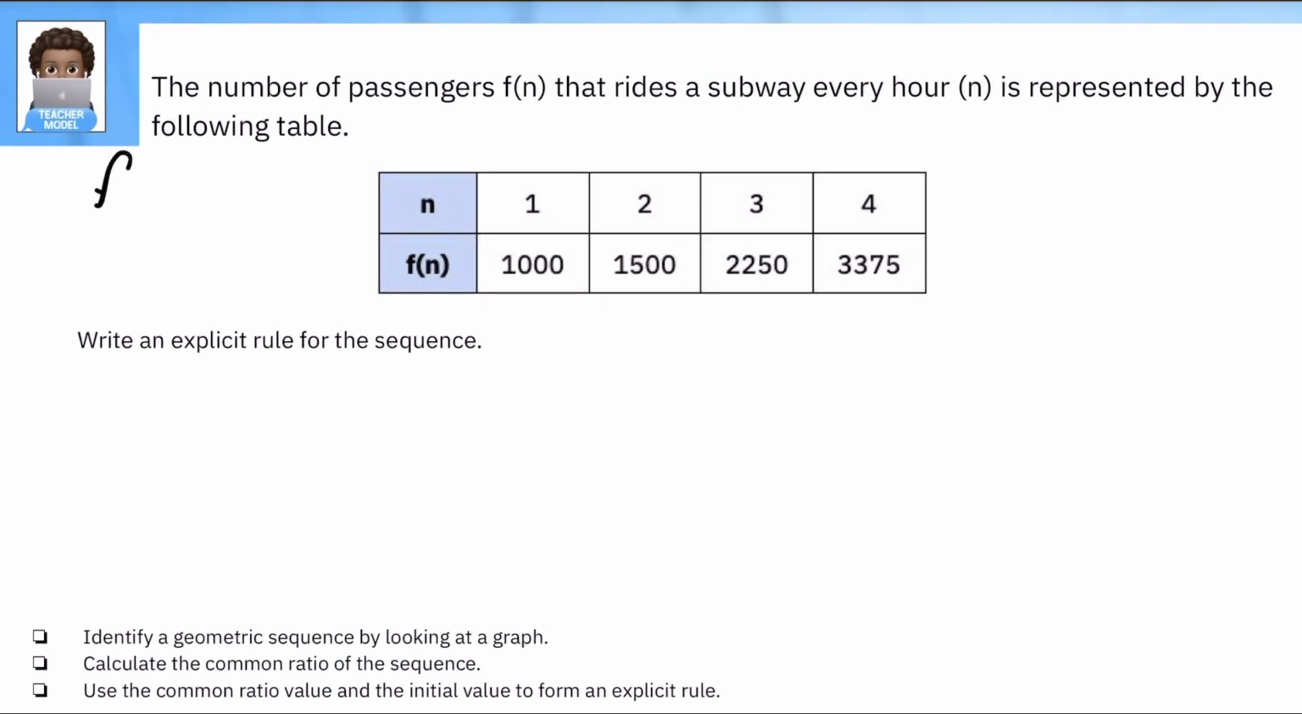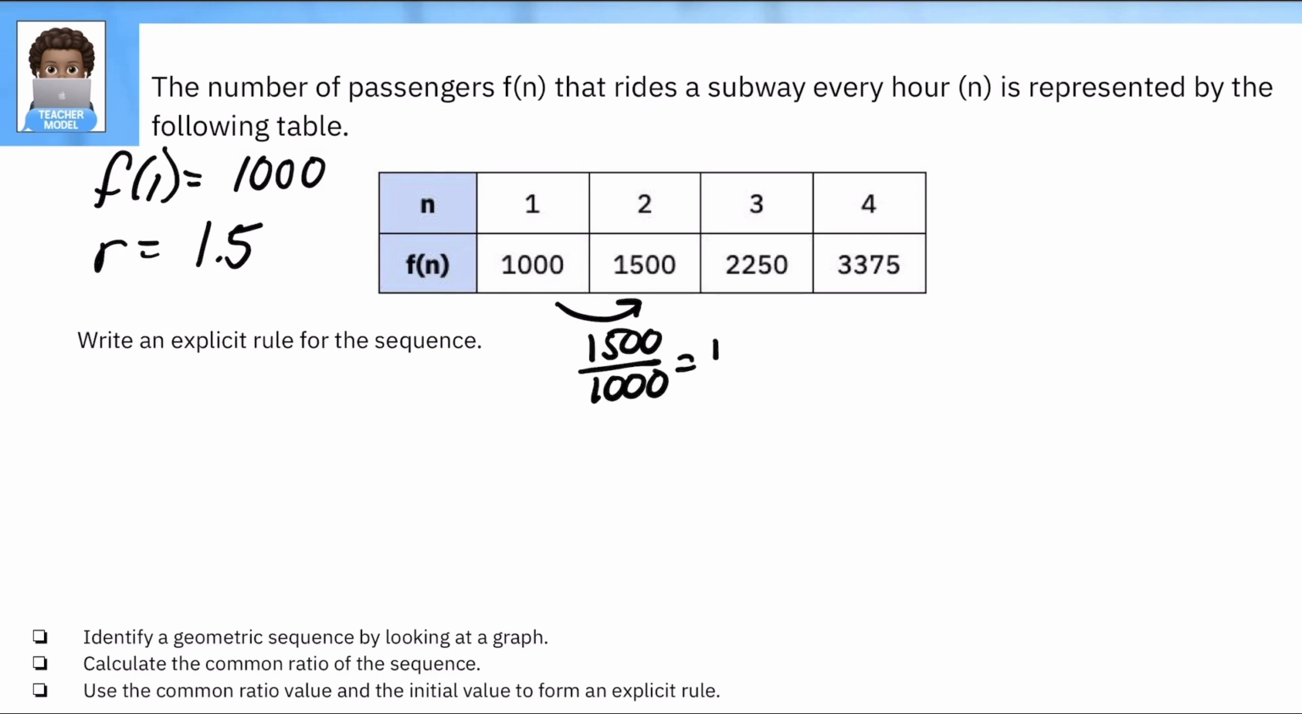Let's write our explicit rule. We need the value of f1 as well as r. On our table, we can see f1 would just be 1,000. And if you did your division and set up your ratios correctly, you will get r is equal to 1.5. And that means you would just do this division and you would have gotten 1.5. And if you had done the next set of numbers, you would also get 1.5.